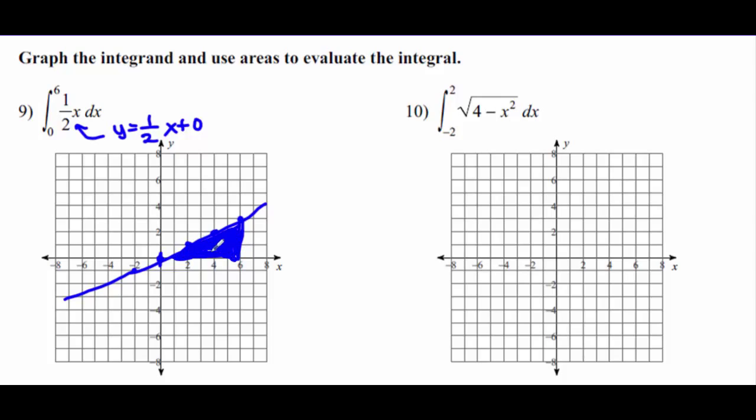If you think back to geometry, you should recognize that this is a triangle. And hopefully you remember that the area of a triangle is 1/2 base times height. Our base is 6 and our height is 3. So we're going to do 1/2 times 6 times 3, which gives us 9. And that's our answer.